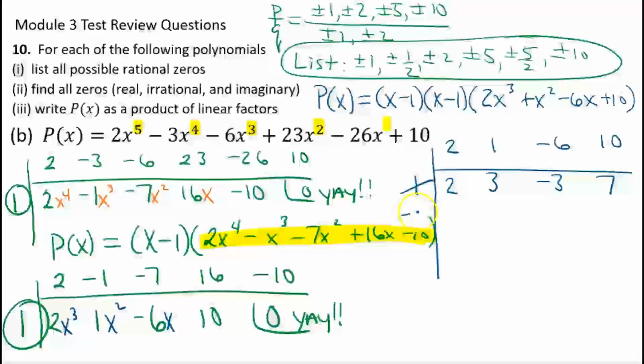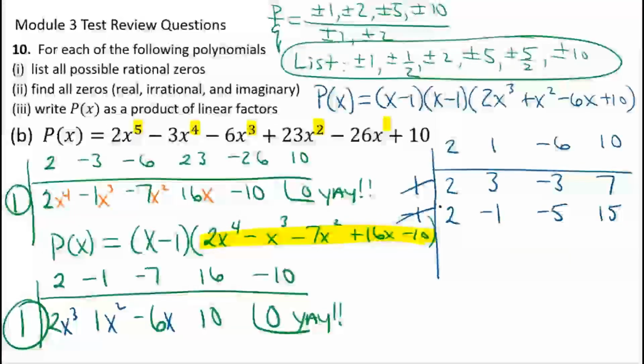Now I'm going to check negative 1. So 2 comes down. Negative 1 times 2 is negative 2 plus 1 is negative 1. Negative 1 times negative 1 is 1 plus negative 6 is negative 5. Negative 1 times negative 5 is 5 plus 10 is 15. So negative 1 is not a 0.